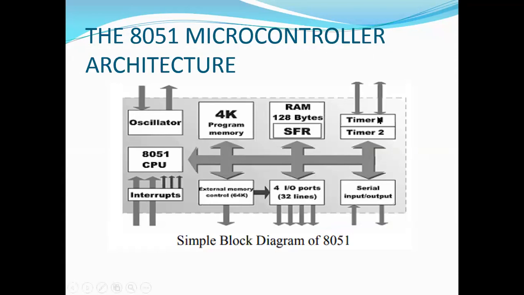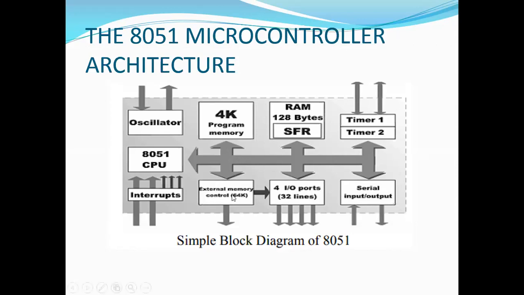Then two timers, timer 1 and timer 2. Then serial input and output, UART, serial IO ports. Then four IO ports. Out of the 40 pin ICs we are using, 32 pins are for input and output, that is data input and output purpose, the IO pins. That is 32 IO pins, divided into four categories: port 0, port 1, port 2, port 3, that is four IO ports.